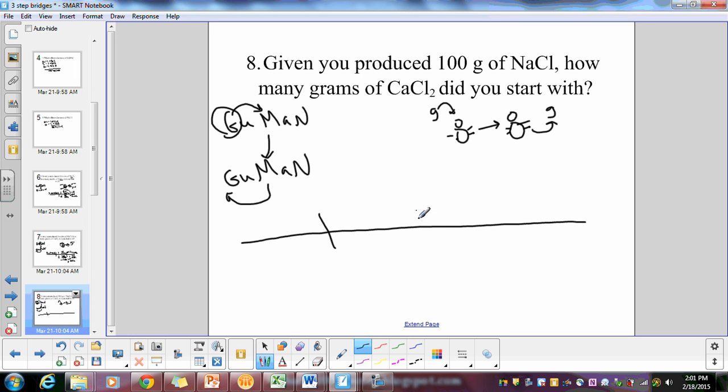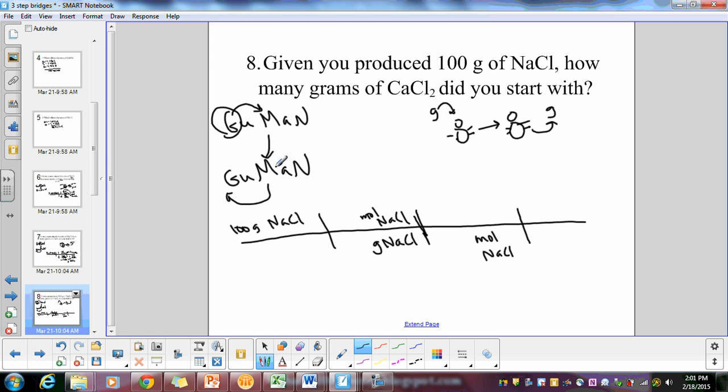This is going to be the longest bridge that we do, so don't be scared by the amount of lines on here. It's not that much more difficult. Whatever you start with from the problem goes in the top left. Grams of NaCl drops down. From grams, I've gone to moles of that substance, so moles of NaCl.